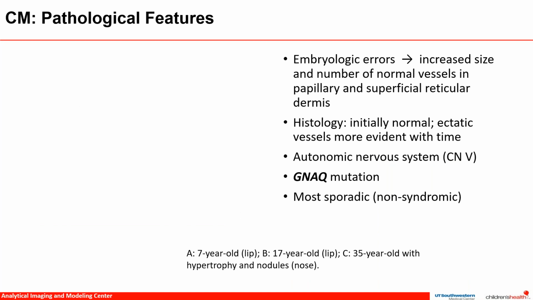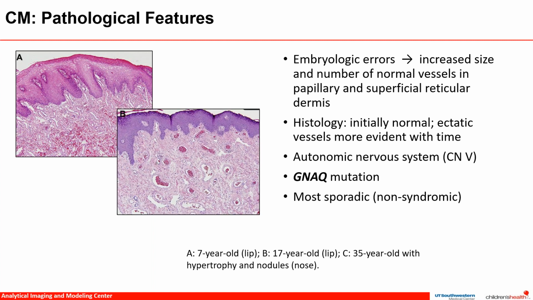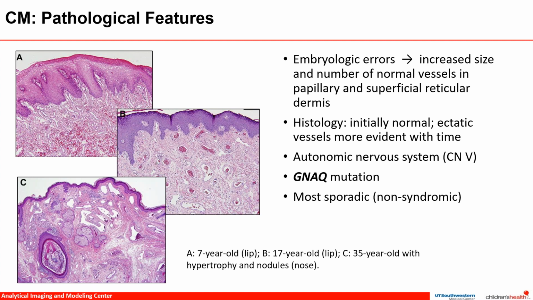Although the mechanism of development is not yet fully understood, what we do know is that capillary malformations develop embryologically when mutations cause normal blood vessels to grow in increased size and number within the skin around day 48 of gestation. This initially leads to a histologically normal but structurally abnormal lesion, although if left untreated, the ectatic vessels and fibrosis become more evident with time, as seen in these histologic slides. The development of the vascular system is influenced by the autonomic nervous system, which is why capillary malformations often occur in the trigeminal nerve distribution.